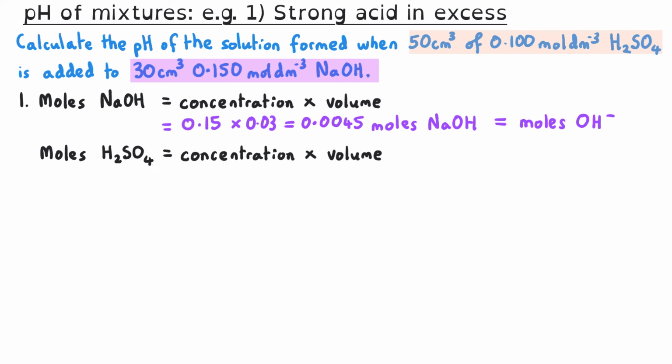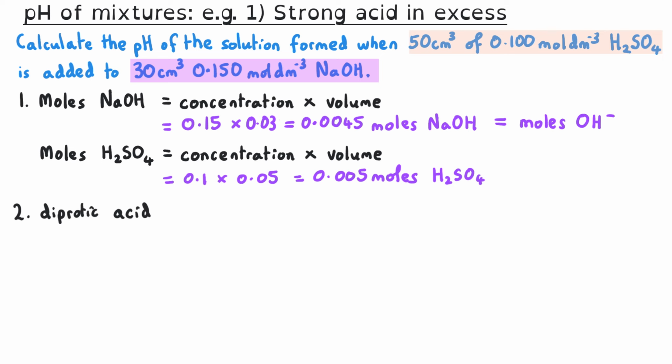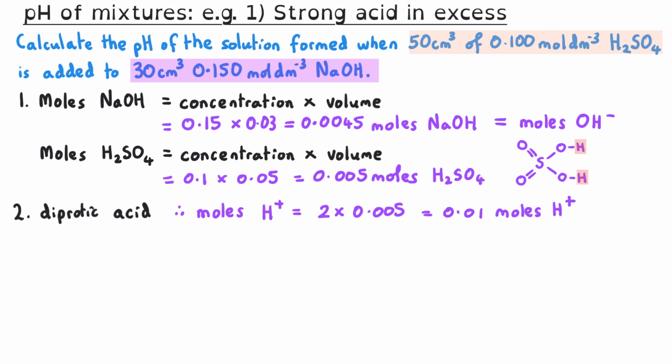And then for the moles of sulfuric acid, moles again is equal to concentration times volume, so 0.1 times by 0.05 gives us 0.005 moles of sulfuric acid. Sulfuric acid is a diprotic acid. That means it has two replaceable hydrogens in its structure, so that means that the moles of the hydrogen ions will be double the moles of the acid. So we need to multiply that 0.005 by 2 and we get 0.01 moles of hydrogen ions.